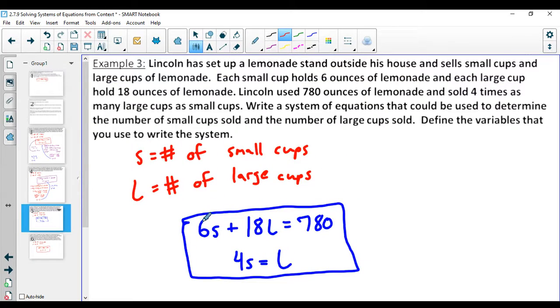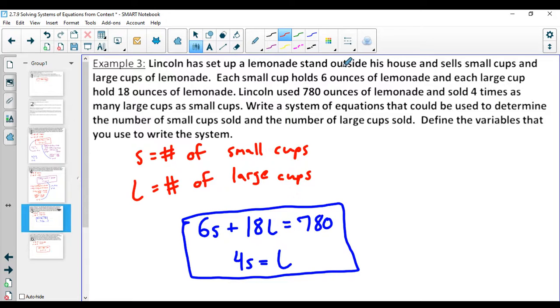And the equation makes sense, right? Because the total amount of ounces we had of lemonade was 780. And I could figure out how many ounces of that came from small cups. If small cups are 6 ounces, 6 times the amount of small cups is going to give me how many ounces came from small cups. And if the large cups were 18 ounces, 18 times the amount of large cups is going to give me how many ounces came from large cups. Put them together, and you should get the total amount of ounces.